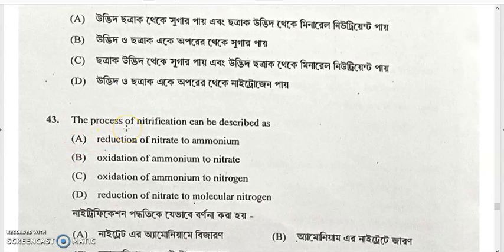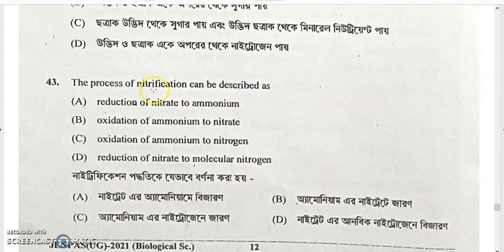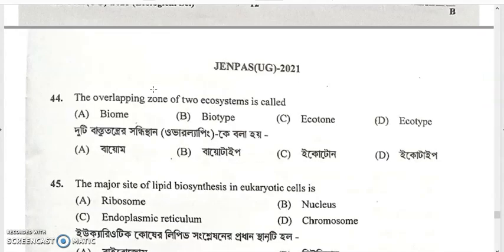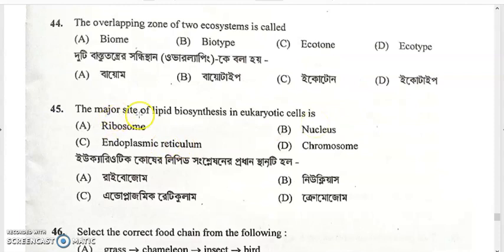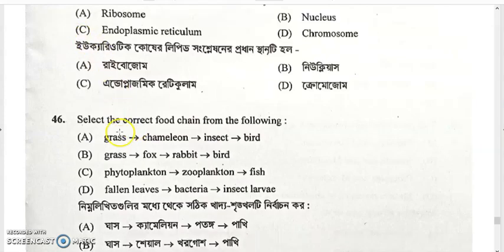43, the process of nitrification can be described as option B, oxidation of ammonia to nitrate. Oxidation of ammonia to nitrate is called nitrification. 44, the overlapping zone of two ecosystems is called biome, biotype, ecotone, ecotype. Ecotone is the transitional zone between two ecosystems. The major site of lipid biosynthesis in a eukaryotic cell is the endoplasmic reticulum. The answer will be option C.